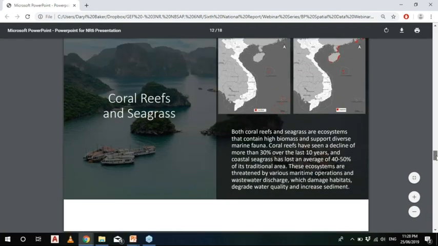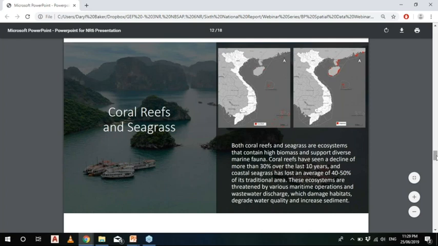Next slide. This is about the coral reefs and seagrass, and we also have different maps and spatial data on the distribution of coral reefs and seagrass along the coast and in the sea area of Vietnam. The coral reefs and seagrass have suffered decline and degradation in the last few years due to different marine economic activities and also tourism activities.